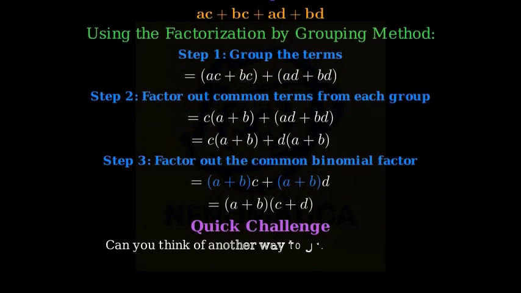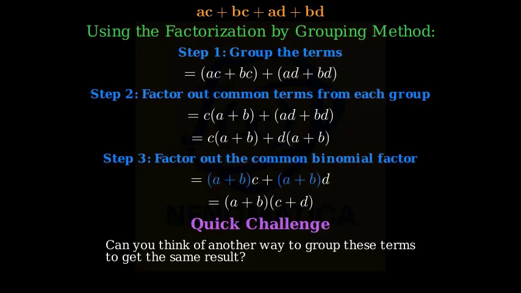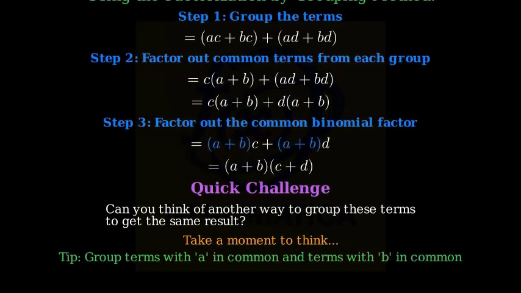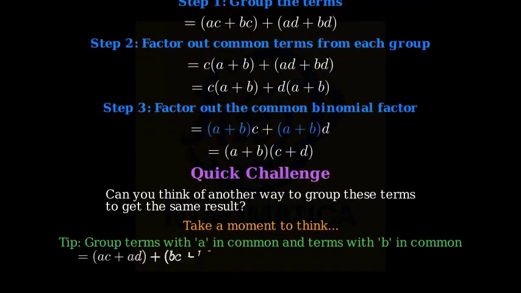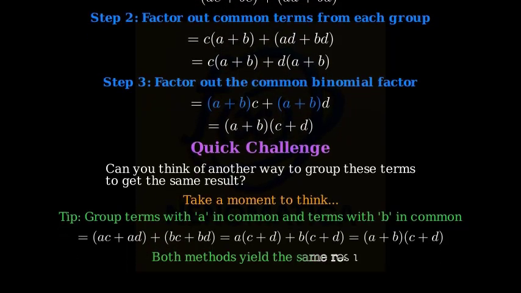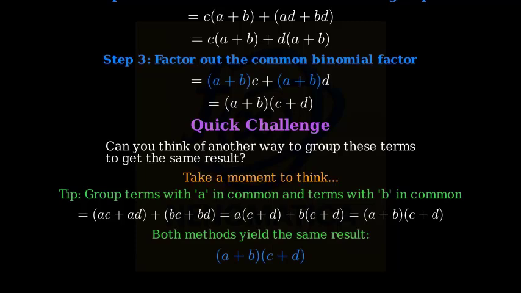Quick challenge. Can you think of another way to group these terms to get the same result? Pause for a moment to think about it. Tip: you could also group terms with A in common and terms with B in common. An alternative grouping would be (AC plus AD) plus (BC plus BD), which gives us A times (C plus D) plus B times (C plus D), and finally (A plus B) times (C plus D). Both methods yield the same result: (A plus B) times (C plus D).